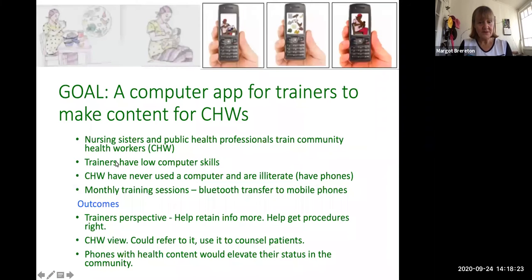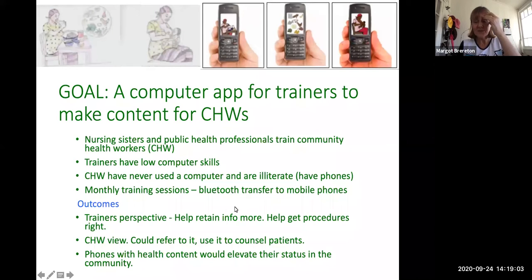What happened was they had monthly training sessions. They designed an app where it was easy for the trainers, who had low computer skills themselves, to create these pages to put onto phones. So they would record in local language messages about what to do, and then when the community health workers would come to the centre, they'd transfer these messages through Bluetooth onto the mobile phones.